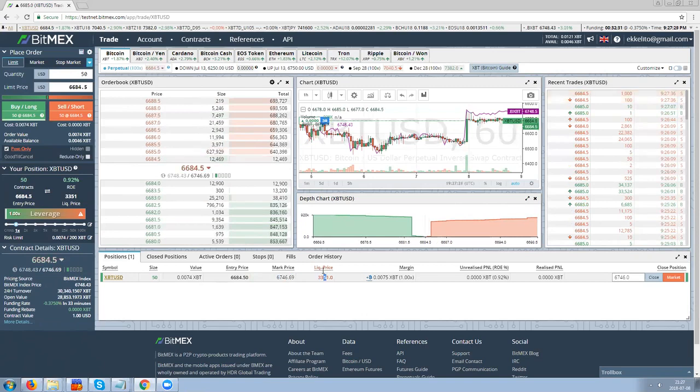Liquidation price: if Bitcoin drops to 3,351, then I will lose my entire position that I bought, even though it's at 1x leverage. And if you go to margin, it's how much you need to have in. Actually, I haven't learned about what that is yet, but then we'll go to unrealized P&L and ROE: unrealized profit and loss on this contract and return on equity percentage.